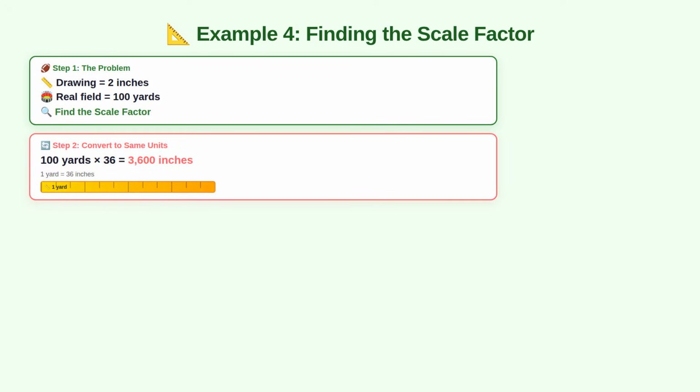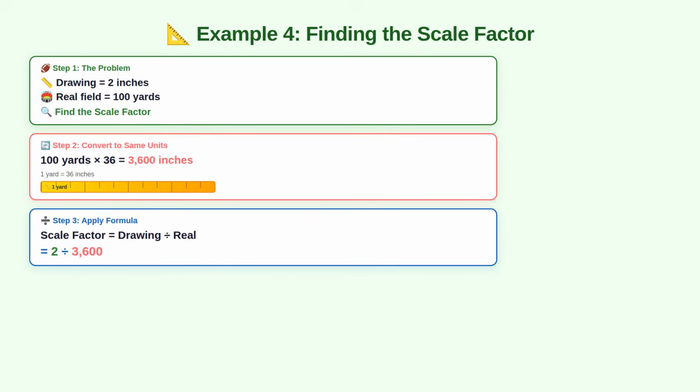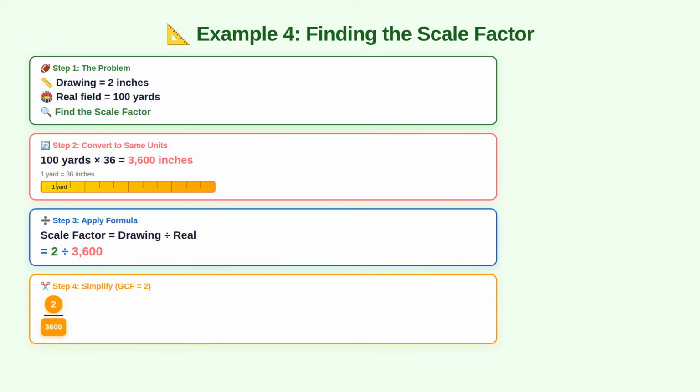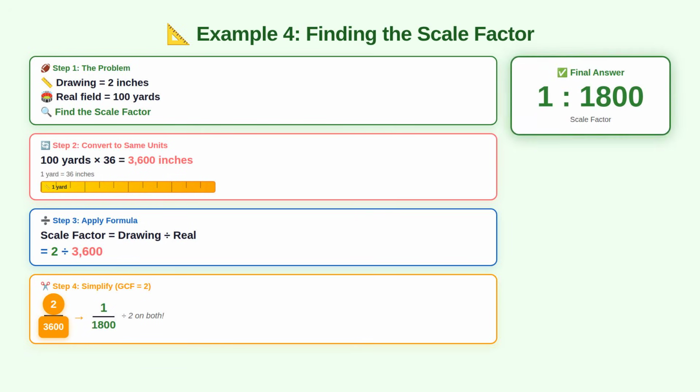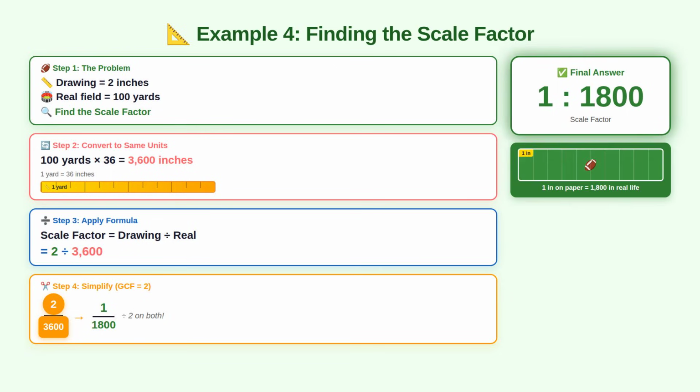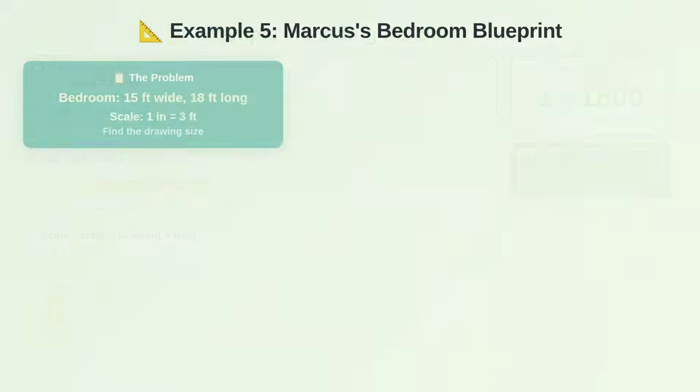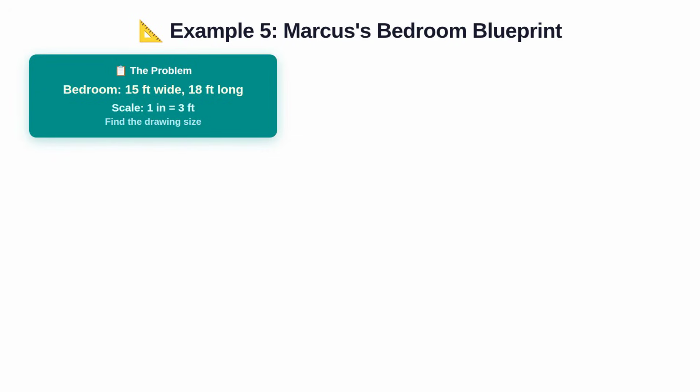A drawing of a football field measures 2 inches on paper. The real football field is 100 yards long. First, convert to matching units. 100 yards equals 3,600 inches. Now divide. Scale factor equals 2 divided by 3,600. Let's simplify. Both 2 and 3,600 are divisible by 2. That gives us 1 divided by 1,800. So the scale is 1 to 1,800. For every 1 inch on the drawing, the real field is 1,800 inches long.